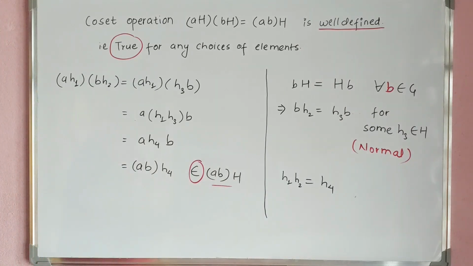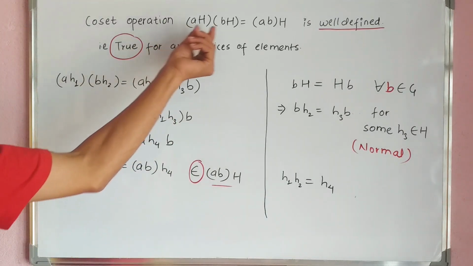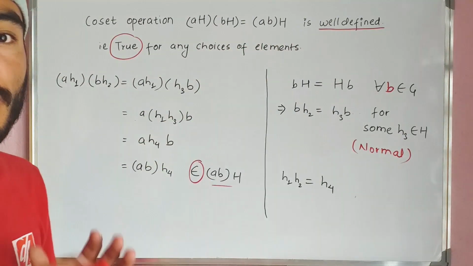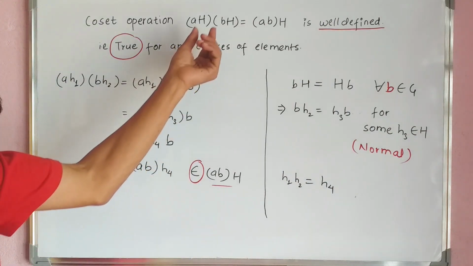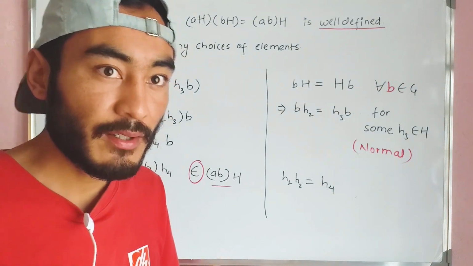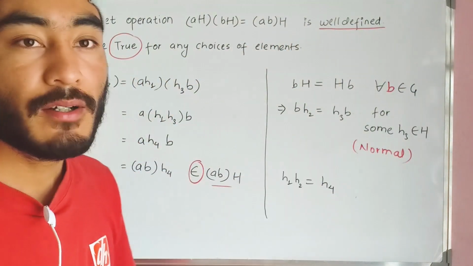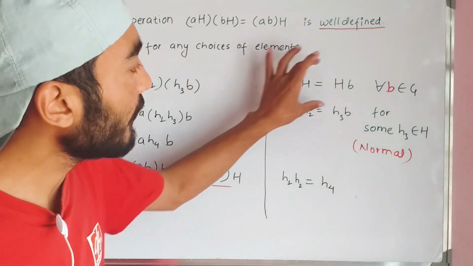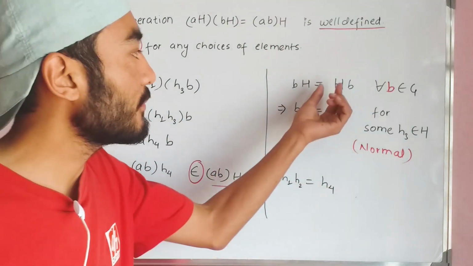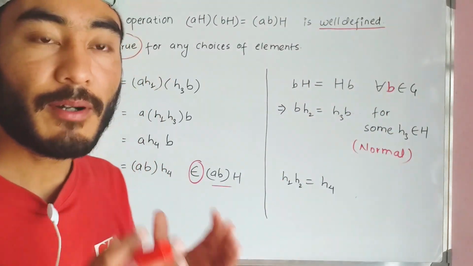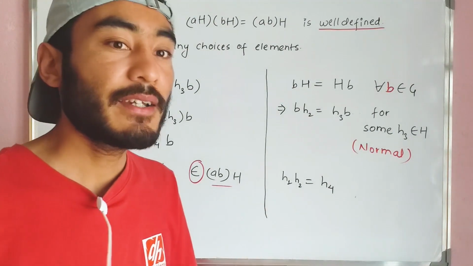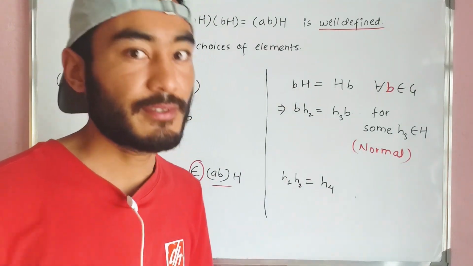So for any two elements from the sets aH and bH, when we operate them, we always get an element from the set abH. So the coset operation aH bH = abH is well defined. Also note that the coset operation was well defined only because of this property of H: the left coset bH equals the right coset Hb for all b belonging to G. This property is known as the normal property of a subgroup. We'll discuss this property in detail in another video on normal subgroups.